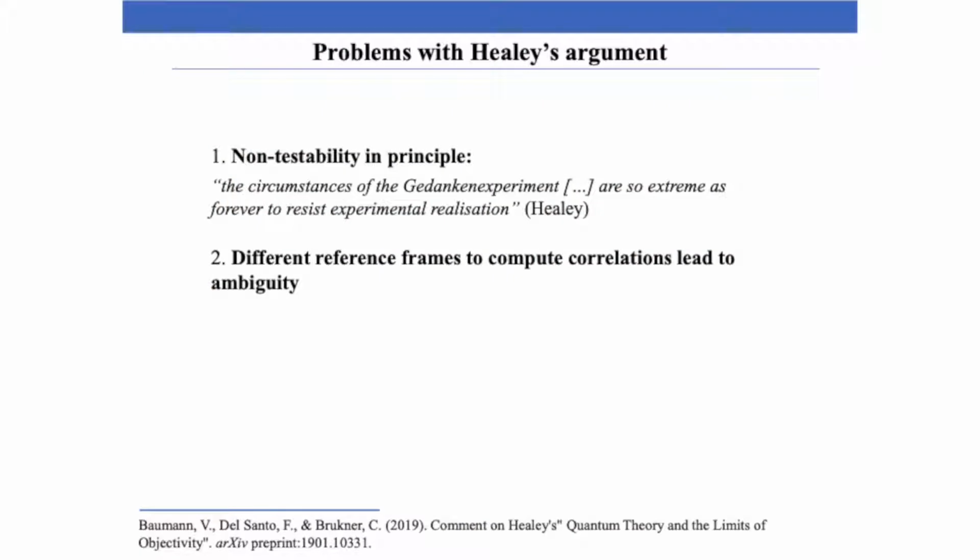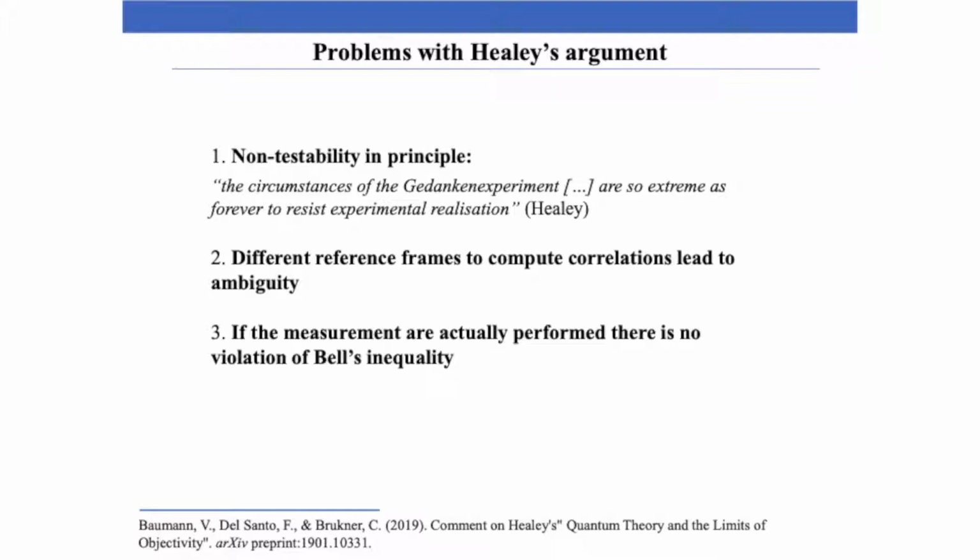This step can of course be criticized, like combining correlation function computing in different reference frames. And third, if the measurements are actually performed, there is no violation of Bell's inequality. So if you actually apply the measurement, in the sense of not unitarily evolving but collecting the statistics, you will not get a violation.